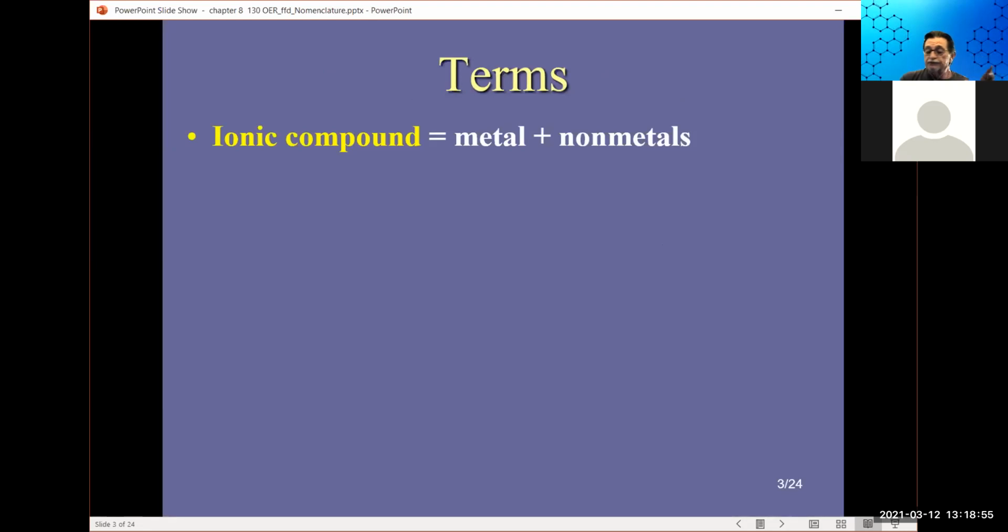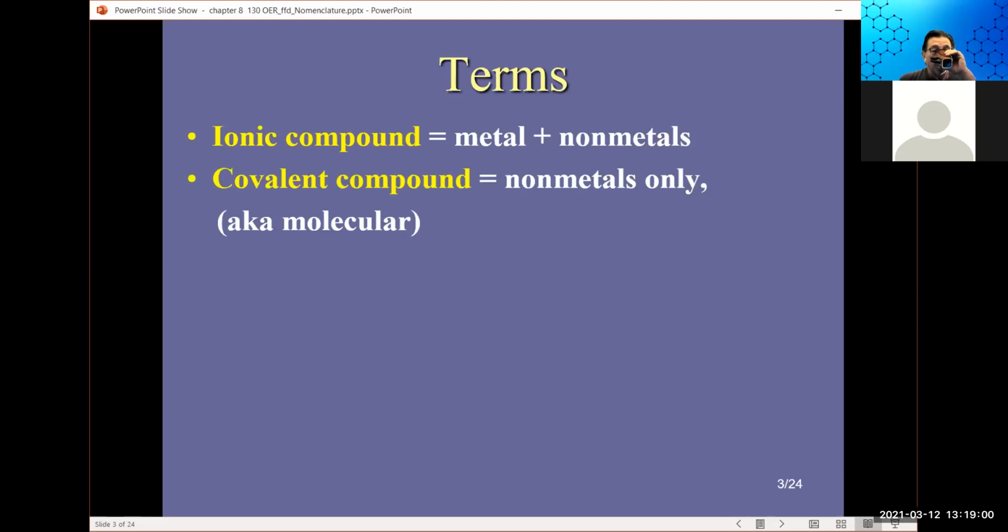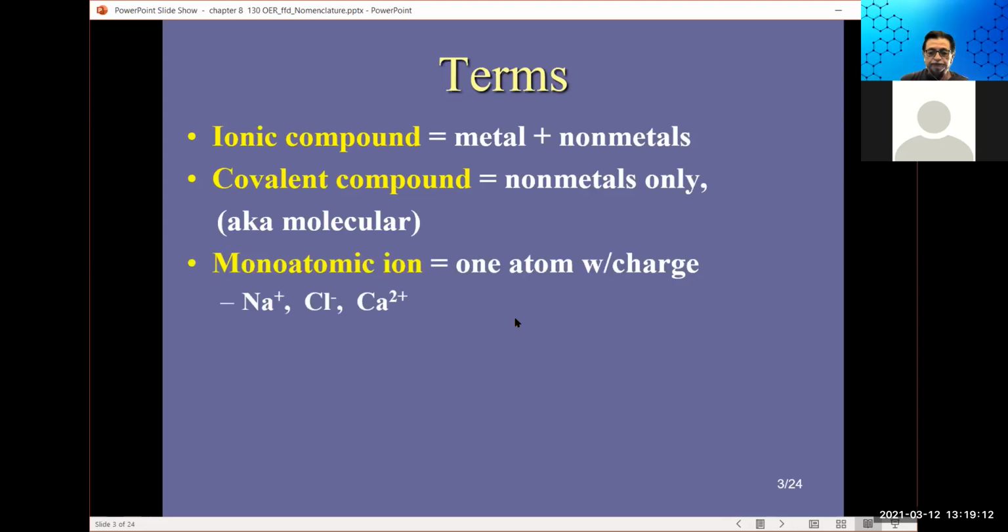Okay, so ionic compounds, as I stated, we're dealing with metals and nonmetals. And of course, if you don't know by now, hopefully you do, covalent compounds, we're dealing with nonmetals only, okay? We also call those molecular compounds. Now we have the monatomic ions, the sodium, the chloride, the calcium, literally any of the elements that are now ions, either by gaining or losing electrons. Those are the monatomic ions.